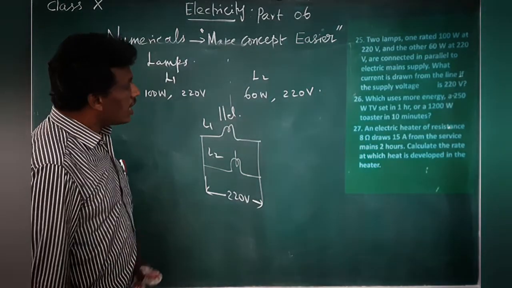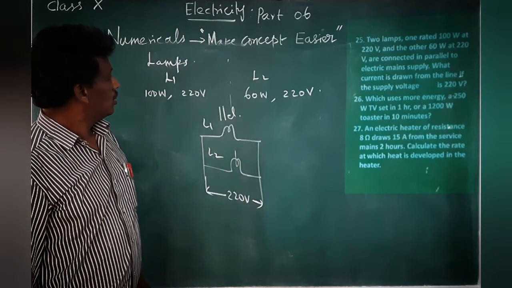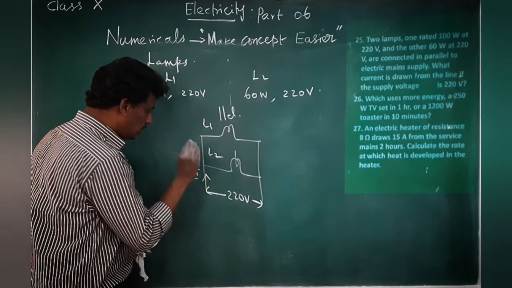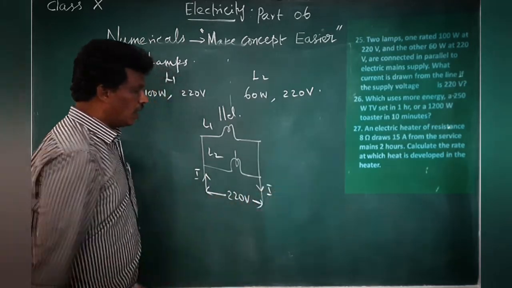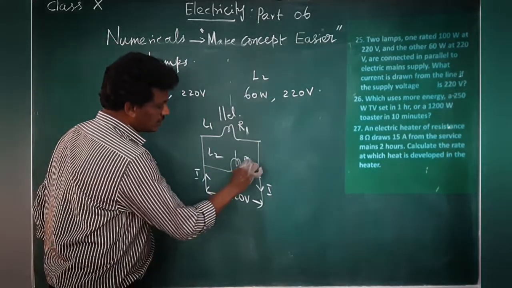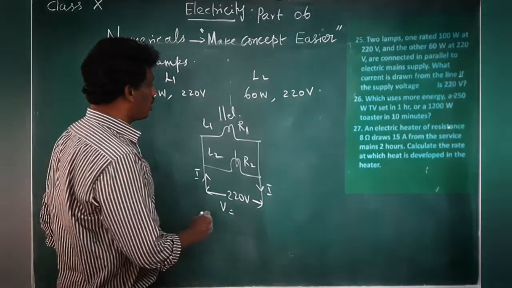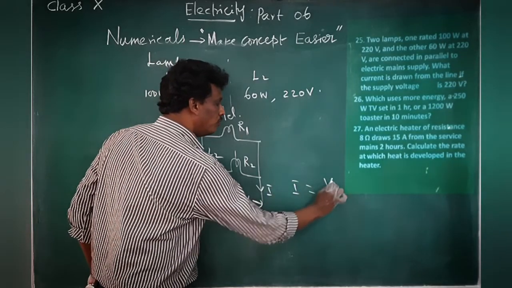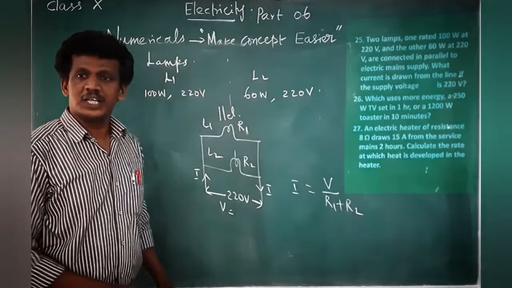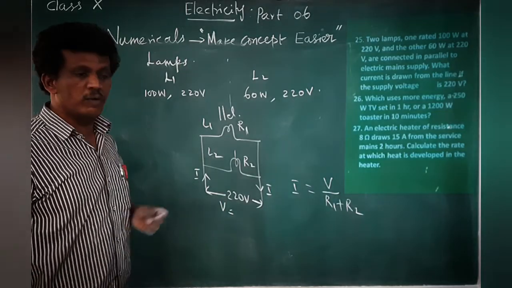What they are asking: what is the current drawn from the line? In this case, how much current? In general, the total current. How to do it? Suppose here I am taking the resistance R1, here the resistance R2, and V is the potential difference. Tell me the current formula. I equals V by R, where R is R1 plus R2. But R1 and R2 are not given; only power and operating voltage are given.